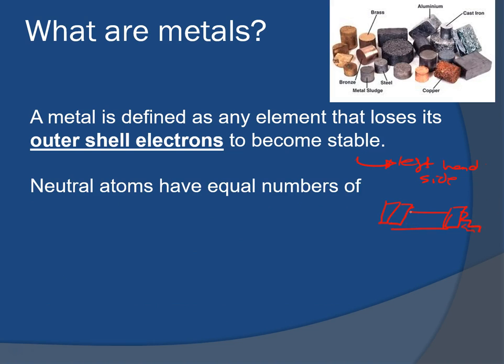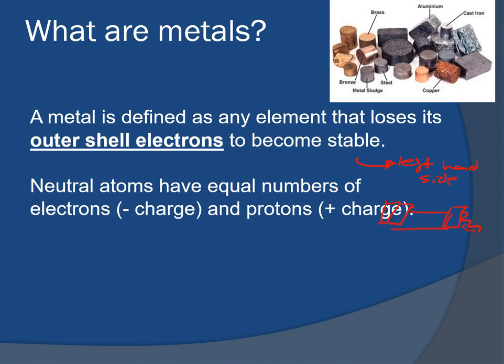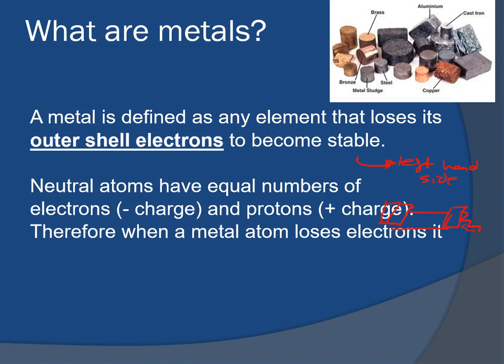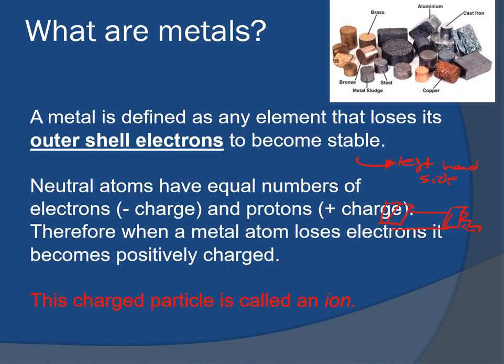So neutral atoms will have equal numbers of electrons and protons. Electrons are our negative charge, protons are our positive charge. So when an atom loses electrons, it becomes positive. We tend to see positive ions, or cations, being formed with metals. So we have positive cations when metals lose electrons. Metals lose electrons to gain that stable octet.